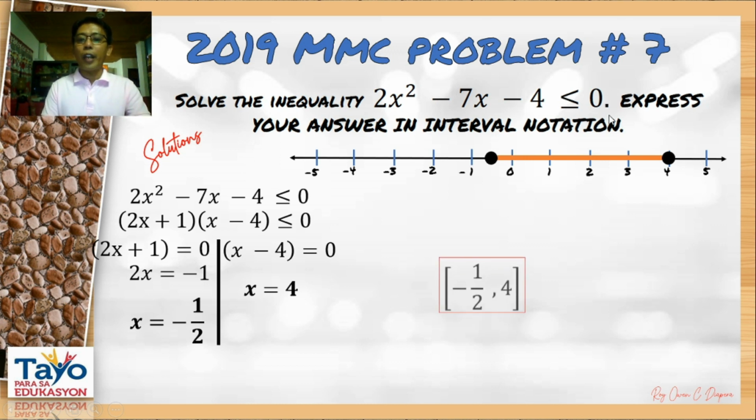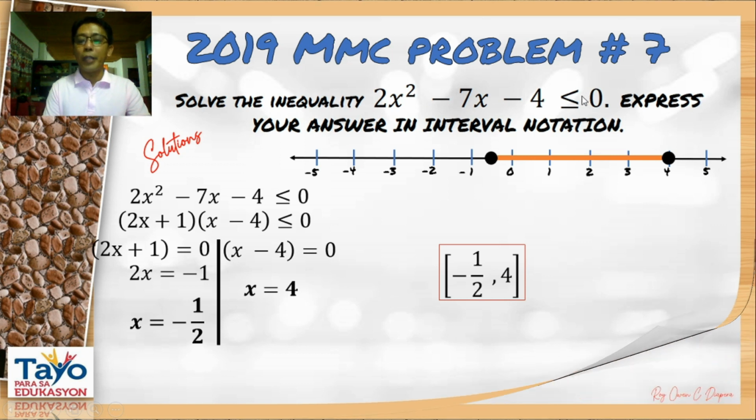So therefore, our answer is negative 1/2 and 4, and this negative 1/2 and 4, and all the points between them are included in the values of x to make this inequality true.